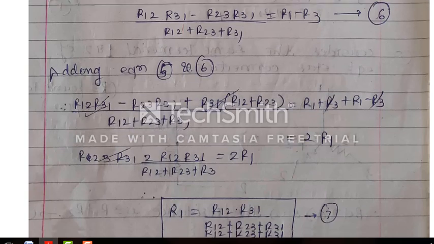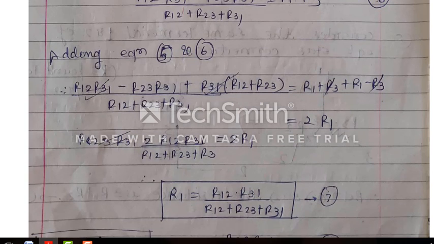So R1 is equal to what? R12 into R31 divided by R12 plus R23 plus R31. That is equation number 7.